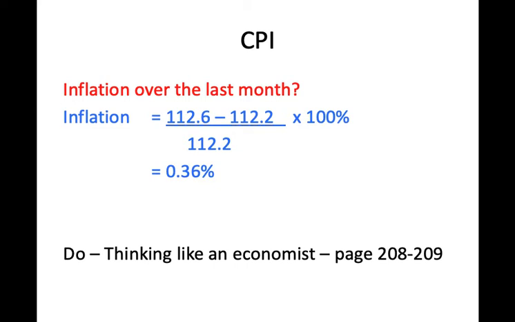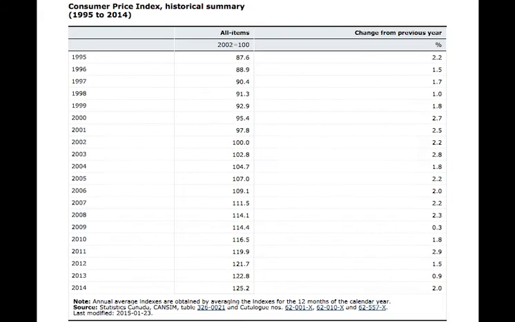At this time, you can stop if you want and do the Thinking Like an Economist on page 208 or 209, or you can save that for the end of the lesson and do it later. But it is imperative that you do this Thinking Like an Economist, as this is going to give you a tutorial on how to actually create the CPI, and give you a better understanding of what it looks like. Again, if you have questions about it, please ask me and we'll go over it.